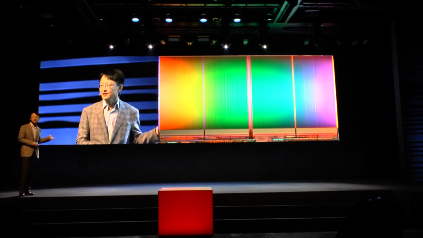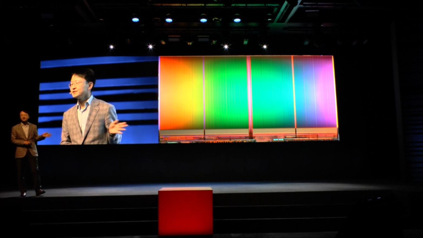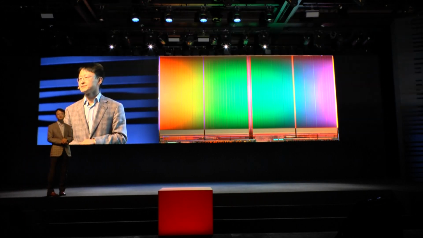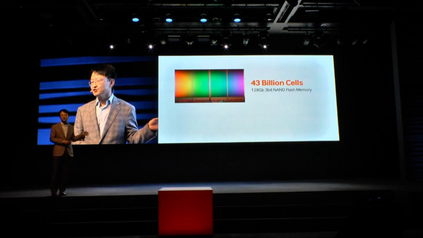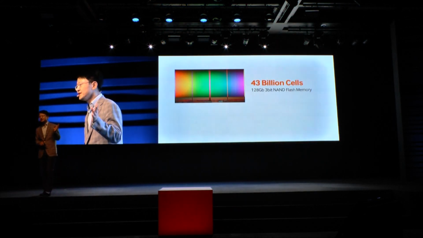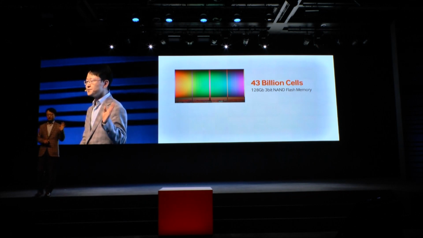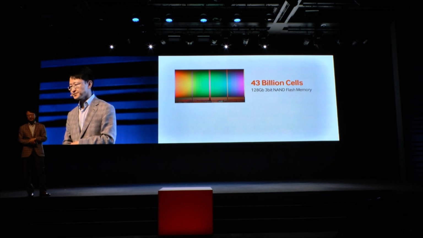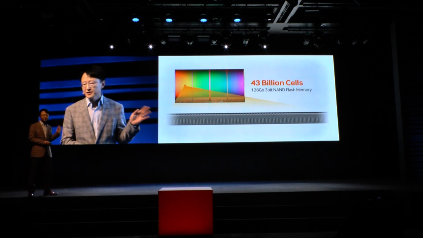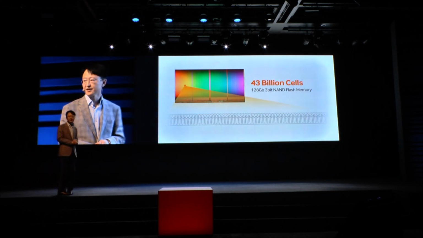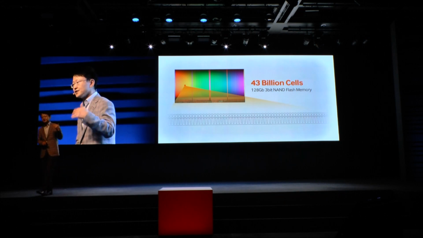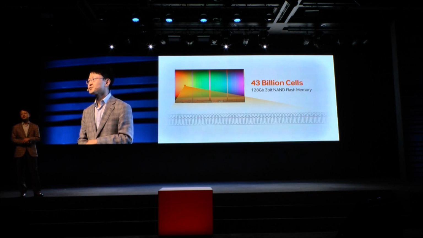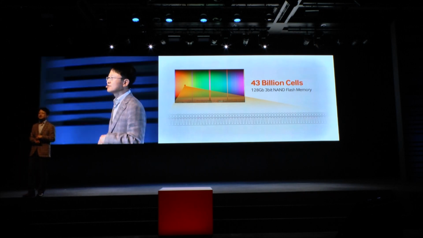Can you guess what this is? This is our 1x nanometer 128 gigabit 3D MLC device. Inside this chip, there are 43 billion cells, enough to store 16 gigabytes of data. If we expand this tiny area, we can see this line of cells, a so-called string. Why don't you take a closer look?